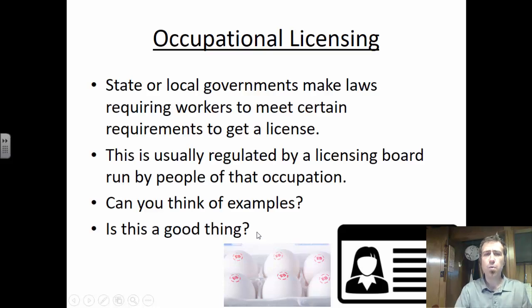when it comes to licensing and ways they might limit things, can you think of some examples of licenses that might make it more difficult to be a part of a certain profession? Well, here's some examples. Barbers, teachers, doctors, lawyers, and believe it or not, egg graders. To work in grading eggs, I never knew this, you have to have a license to do so. And there's tons of other examples of licensing boards that limit the supply of people who are in that market.